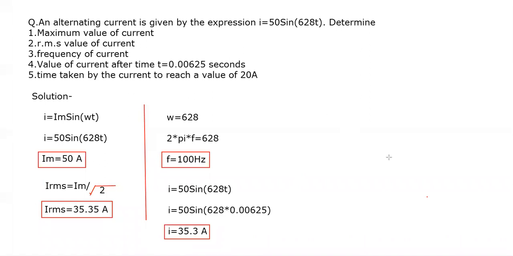Now, in the next point, time taken by current to reach the value of 20 ampere. So here current is given. Current दी हमको 20. 20 is equal to 50 sin 628t.